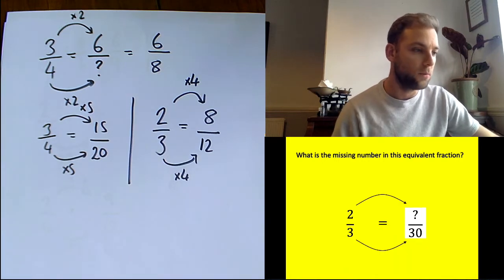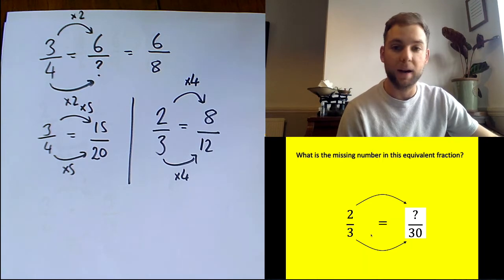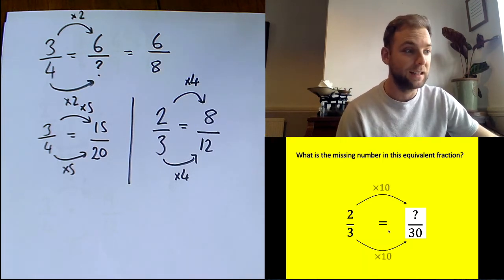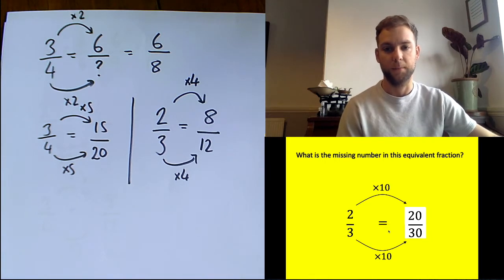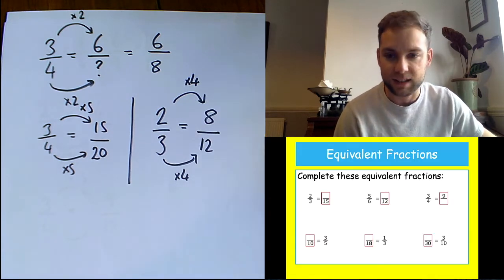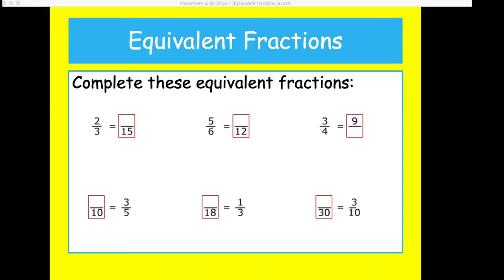So one more. I'm just going to do this one on the screen. 3 times by, what do I need to times 3 by to get 30? Well, the answer to that is 10. So I need to times the top by 10 as well, which is going to be 20 over 30. Brilliant. So, what I'm going to suggest now is pause this for now. Have a little go at these questions. It shouldn't take you very long, but pause now and have a go at those.